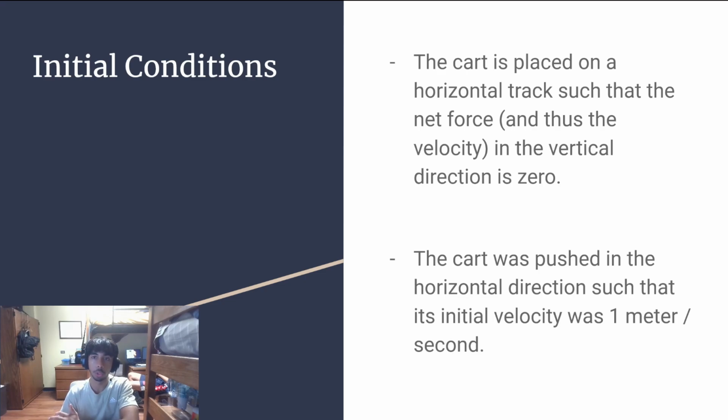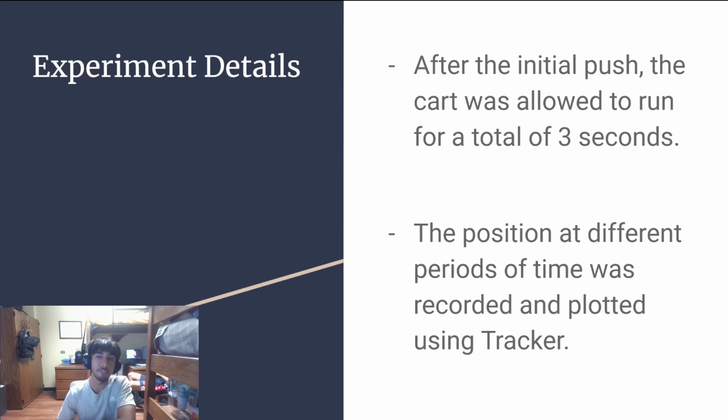The initial conditions were the cart was placed on a horizontal track such that the net force and thus the velocity change in the vertical direction is zero. The cart was pushed in the horizontal direction such that its initial velocity was 1 meter per second. After the initial push, the cart was allowed to run for a total of 3 seconds. The position at different times was recorded and plotted using Tracker.